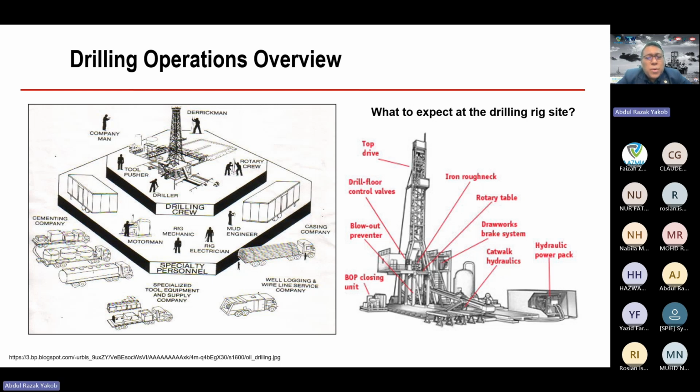Okay, so all of this equipment is something that you have: iron roughneck, rotary table, drawworks, catwalk, some hydraulics. The catwalk is where you bring the tubulars up to the derrick floor over here.